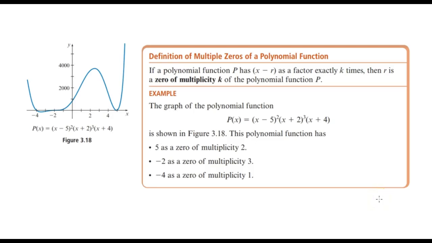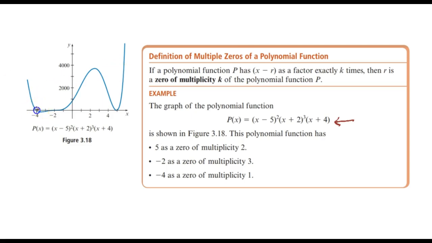All right, so let's look at the zeros of the function that's given here. The graph we can see in figure 3.18. And we'll notice that there are three different zeros here, based on where it's crossing the x-axis.